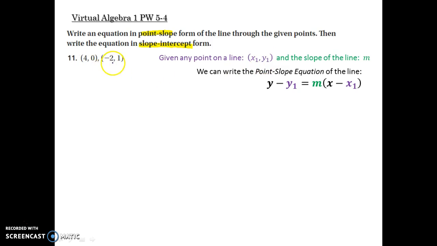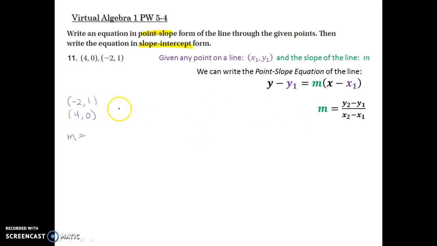And we have 2 points to pick from, so we have a point on the line, but we need our slope. So then we're going to have to remember how we find the slope. Slope of a line given 2 points is the difference of the y values divided by the difference of the x values. So just to help me keep track, I'm going to write the points on top of each other, like so. -2, 1, 4, 0, because that'll help me make sure that I don't switch the order of my subtraction.